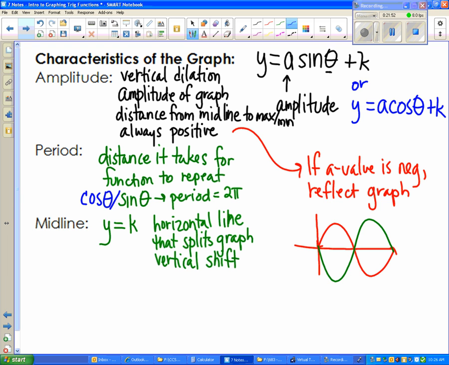If a is negative, I'm going to reflect the graph. So instead of starting at the top and ending at the top, instead of it looking like this, when I reflect it, I'm going to be starting at the bottom and ending at the bottom, and so it's going to look like that instead. And that's what the negative will do.